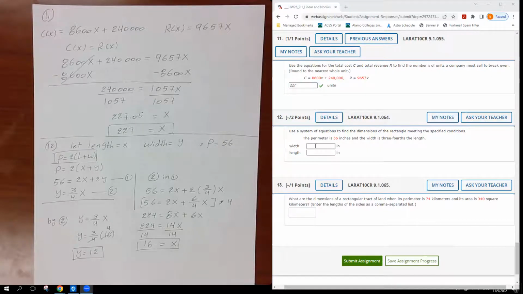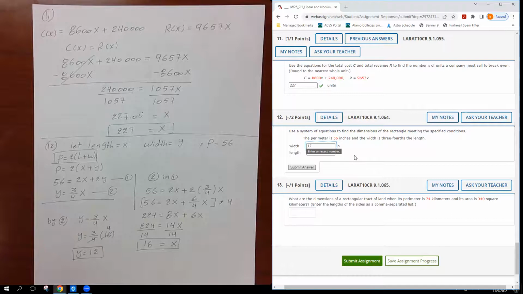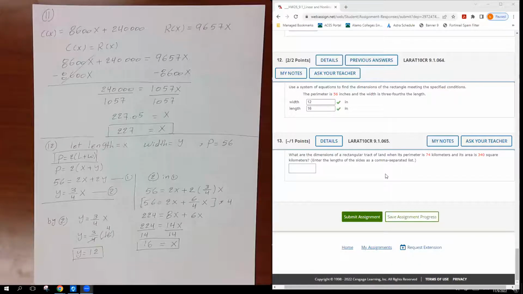So plug in here. The width is 12 and the length is 16. We got it right. That's it for example 12. Let's go to example 13.